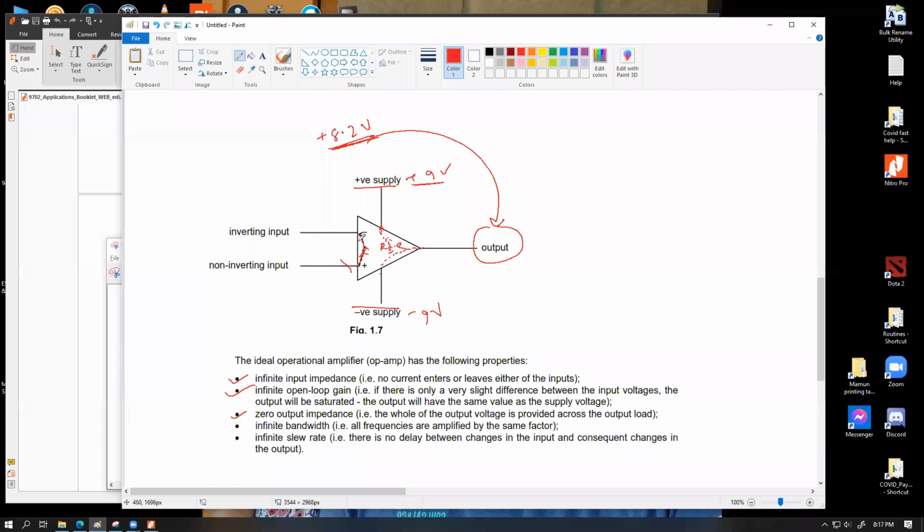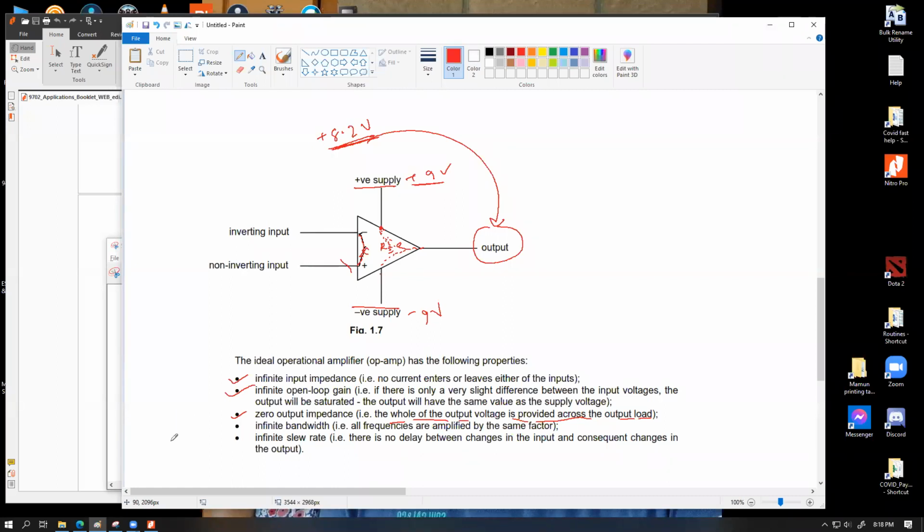Infinite input impedance means there is infinite resistance between the two input ports, so no current flows through them, no matter how much the voltage across these two points is. Infinite open loop gain means even a very small difference between the two inputs of the op-amp, the output will become saturated. The third point, zero output impedance, means whatever is the calculated value, the whole output voltage is provided across the output lane. So the calculated value of the op-amp will be made available on the output side, and there will be no loss of voltage within the op-amp circuitry.